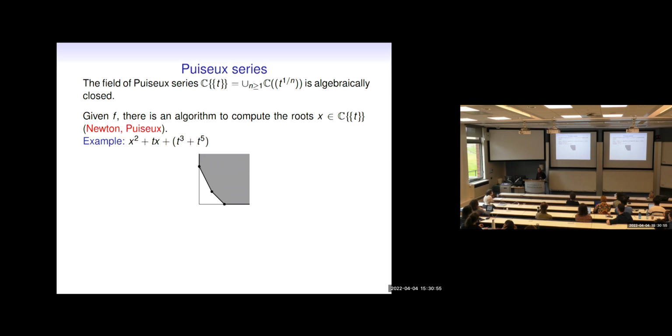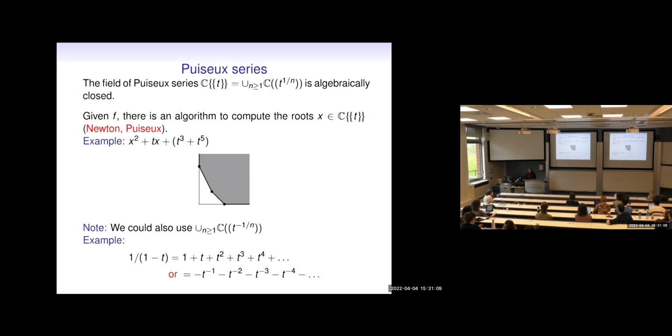So there is an algorithm in this case. And it goes back hundreds of years. And I guess probably keeps on being rediscovered in different parts of algebra and analysis as we go. Okay.